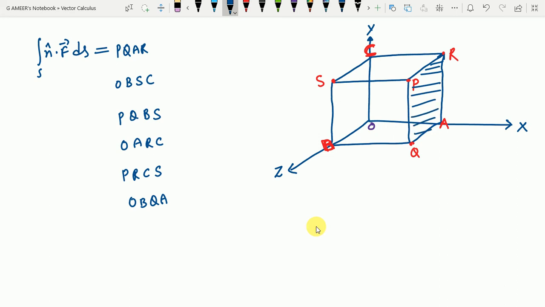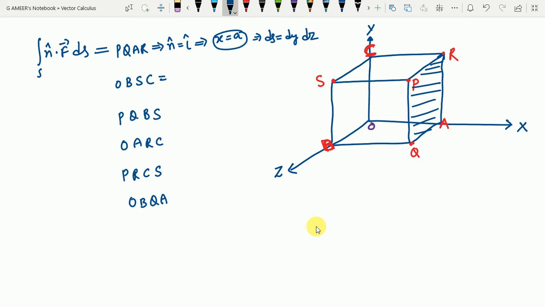Okay. So for this, what will the normal be? First of all, normal for this part itself is i cap. On this, what is the value of x? On this, x is equal to a. So y goes from 0 to a, z goes from 0 to a. So what will the ds be here? x is equal to a here. ds, which is normal to the x axis, is dy dz.